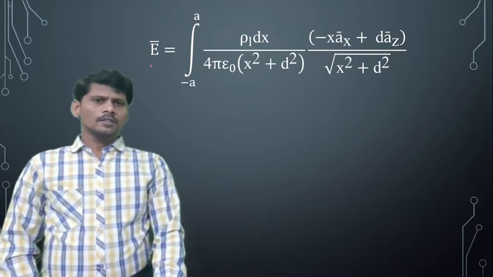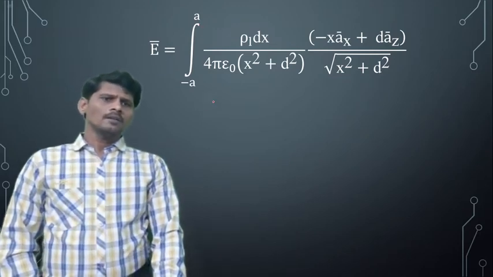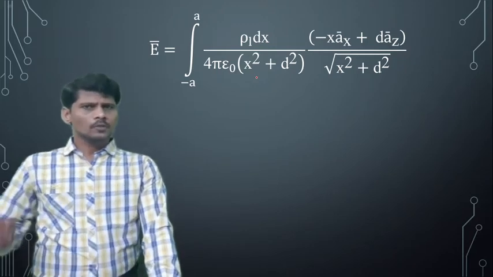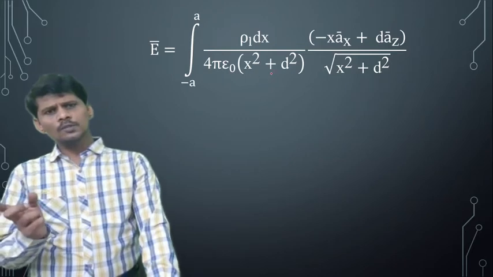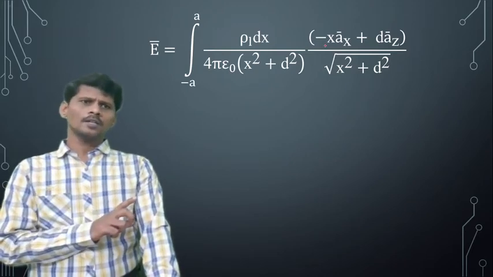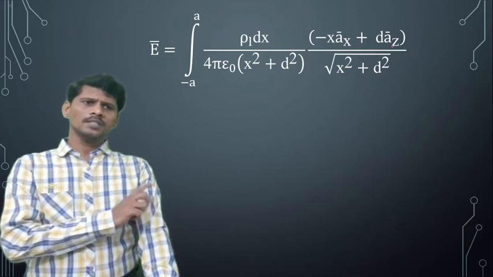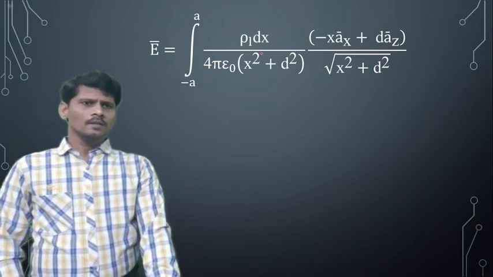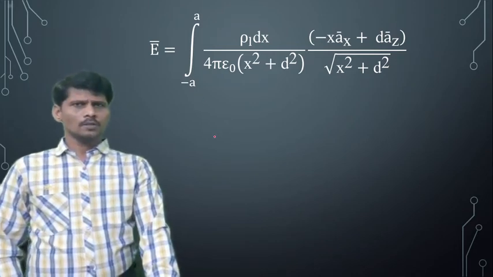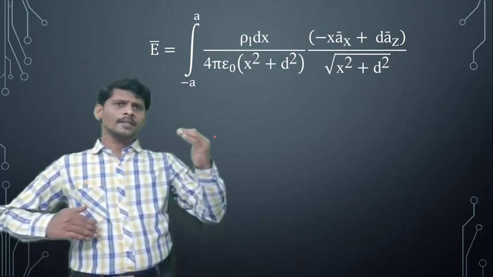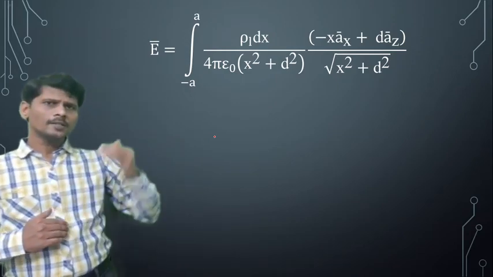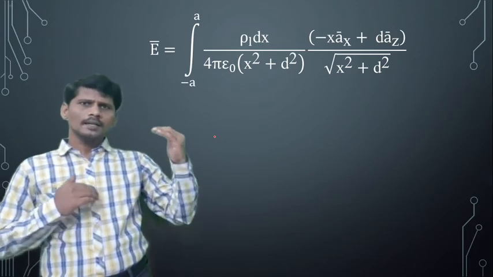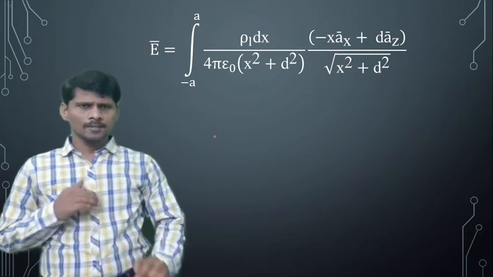Therefore, electric field intensity E bar is equal to integral rho L dx by 4 pi epsilon naught r square. What is the r? Square root of x square plus d square. R square is x square plus d square into ar bar. What is ar bar? Minus x ax bar plus d az bar over square root of x square plus d square. So now here dx ranges from minus a to plus a. So why minus a to plus a? Finite line charge ranges from minus a to plus a. So that finite line charge is placed on the x-axis. So because of that, x ranges from minus a to plus a.